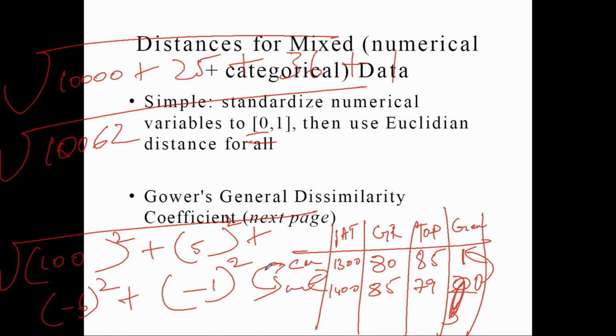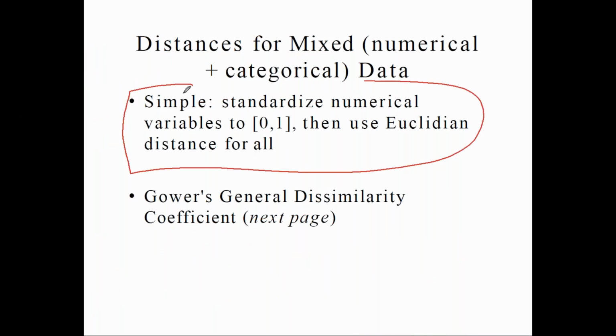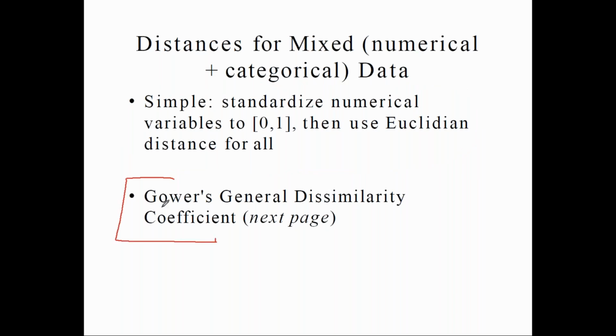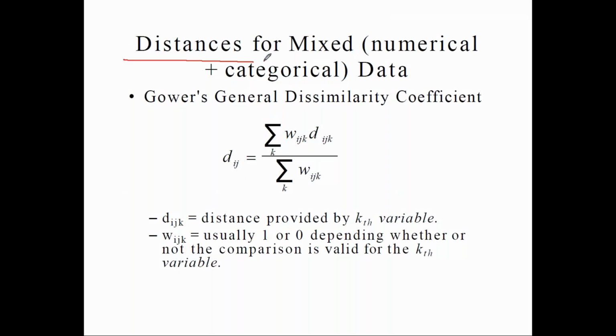Got it? Clear for everyone? Okay. So this is a simple way to do your distance calculation. Apart from this, there is one more formula called Gower's general dissimilarity coefficient. By using this formula also you can do that, but there is an added disadvantage in this formula. So let me try to explain what the disadvantage is. Distances for mixed numerical data plus categorical data. So Gower's general dissimilarity coefficient formula is this.